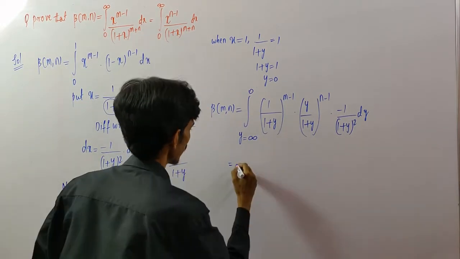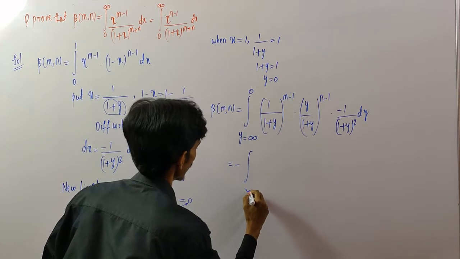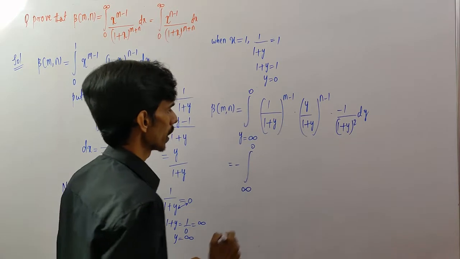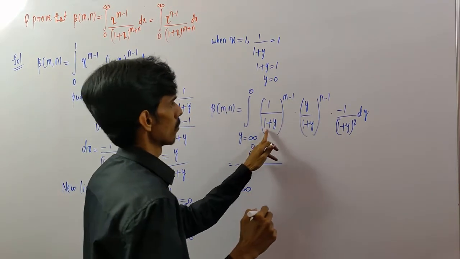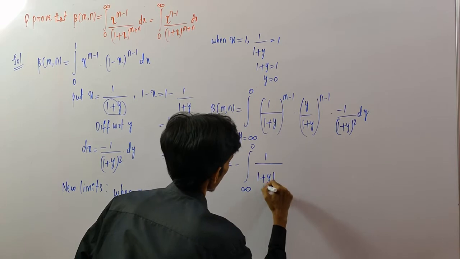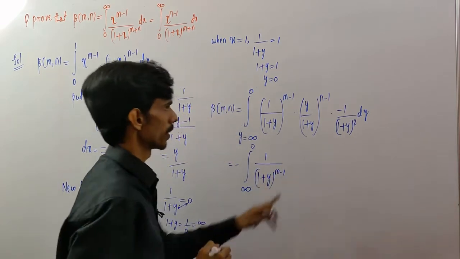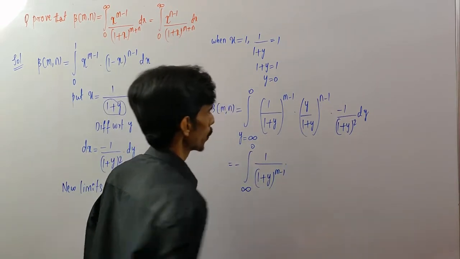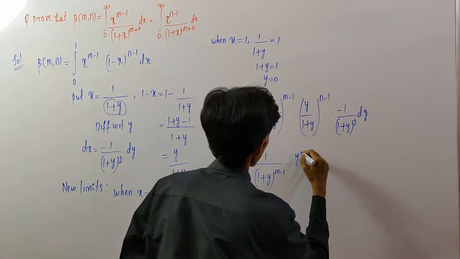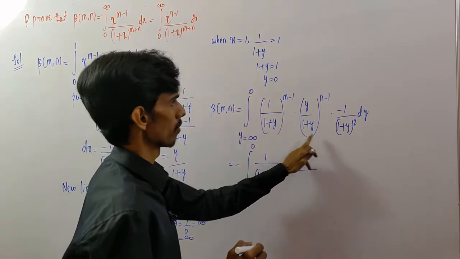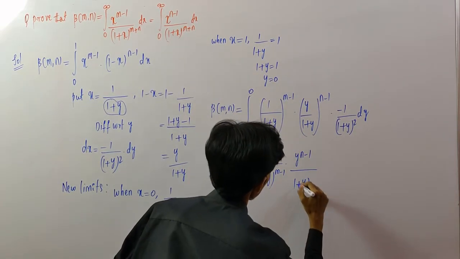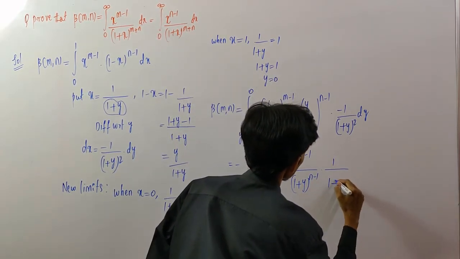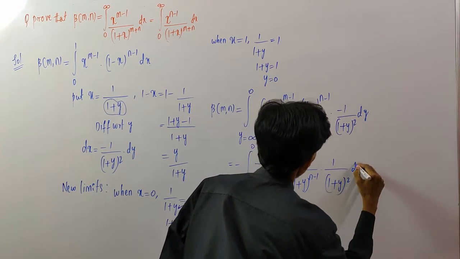Now take this minus outside. Here we have infinite to 0. 1 power of m minus 1 is 1 only, divided by 1 plus y power of m minus 1. Distributing this power to numerator as well as denominator, into we have y power of n minus 1 divided by 1 plus y power of n minus 1, into we have 1 divided by 1 plus y square dy.